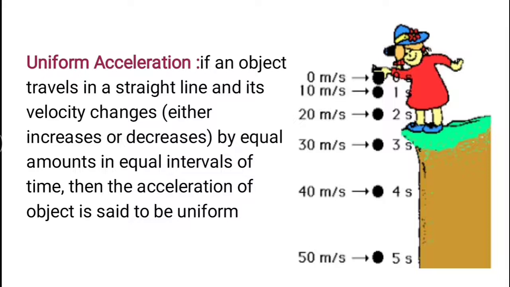As you can see, from 1 second to 2 seconds, how much has the velocity changed? 20 minus 10, that is 10 meter per second. From 2 seconds to 3 seconds, how much has it changed? 30 minus 20, that is again 10 meter per second. From 3 seconds to 4 seconds, how much has it changed? 40 meter per second minus 30 meter per second, that is again 10 meter per second. It means we see that for the whole journey, the velocity changes by an equal amount of 10 meter per second. That's why it is an example of uniform acceleration.